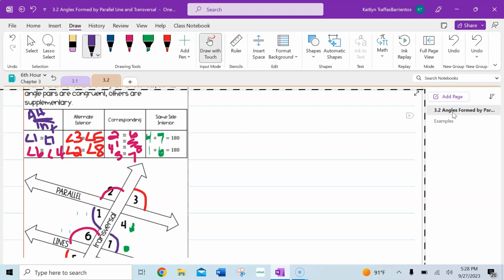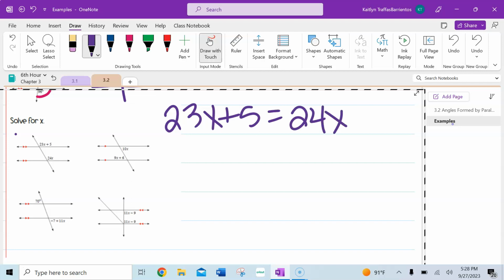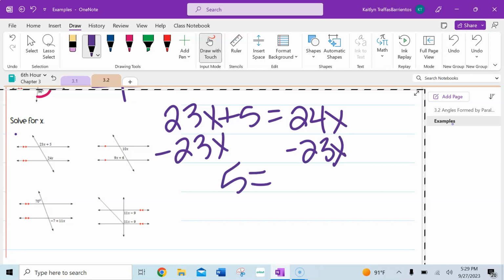And referring back to our little chart here, corresponding angles are congruent. So remember, if I have congruent angles, that means that their measures are equal. So what we're going to do here is take that 23x plus 5 and set it equal to 24x. And then we can use this equation to solve for x. I have variables on both sides of my equal sign. So if I subtract 23x from both sides, we would get 5 equals, and then this is a pretty simple equation to solve because 24x minus 23x just gives me x.